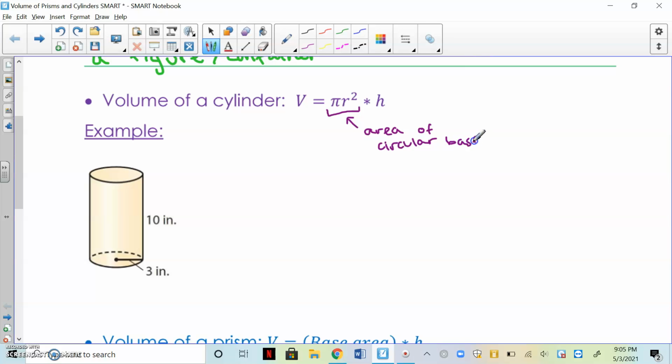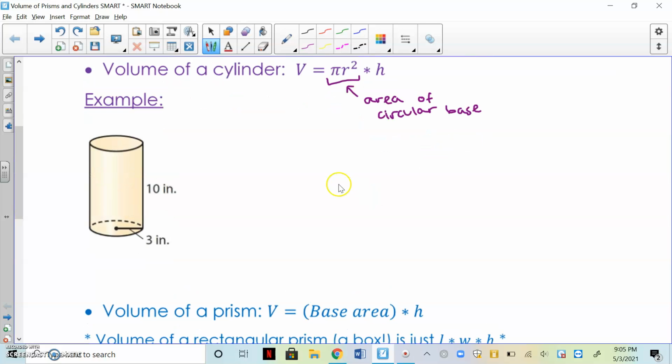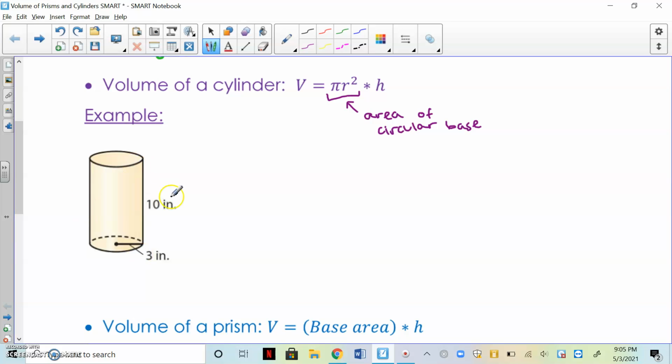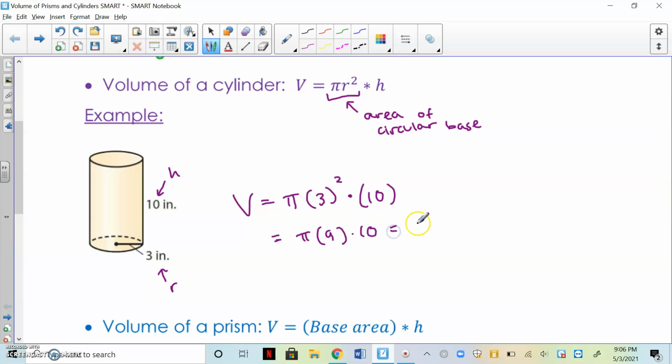All right. So if I want to find the volume of this cylinder right over here, I would just plug in my information. I know that the radius is 3 inches and my height is 10. So I'll plug in the 3 where I see an R, and I'll plug in the 10 where I see an H. And at this point, it's just a calculation game. So pi times 3 squared is 9 times 10. And this is essentially going to equal 90 pi.